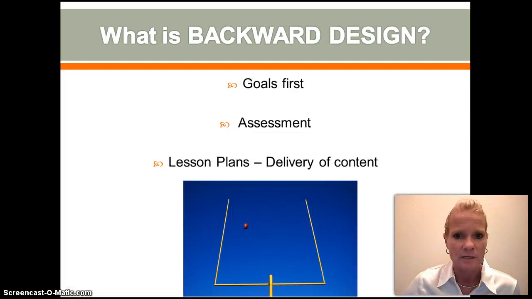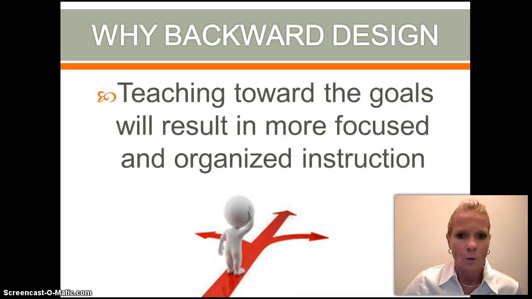Backward design is basically starting a curriculum by putting the goals first, then making sure that we have an assessment to reach those goals, and then last and finally putting our lesson plans together, which is the delivery of our content. Why do we want to do backward design at Sherman High School? Well, the way that we're teaching right now, we feel like it's a little disorganized, and we would like to try and teach towards the goals and have a little bit more organized instruction.